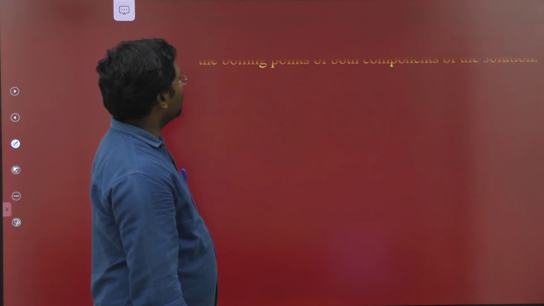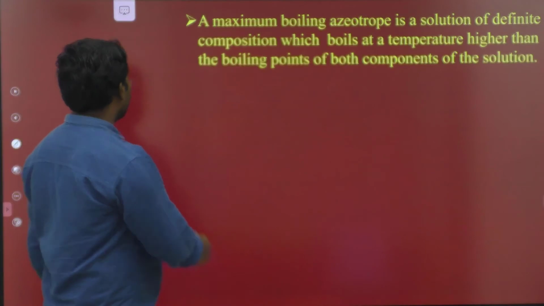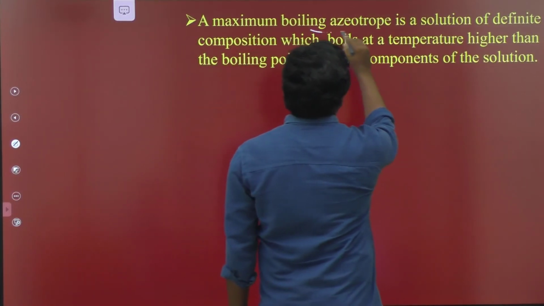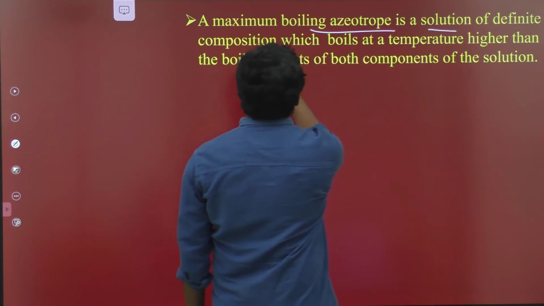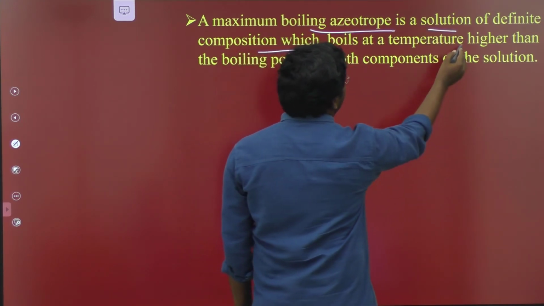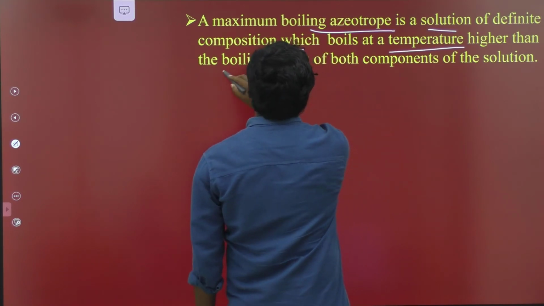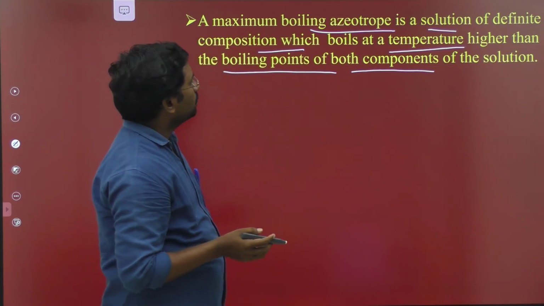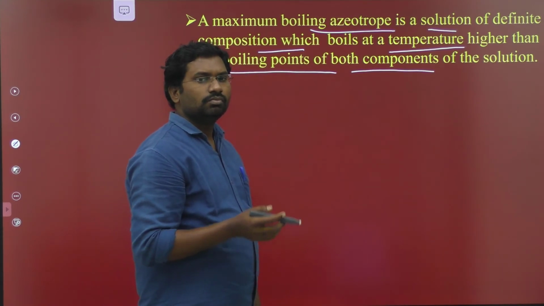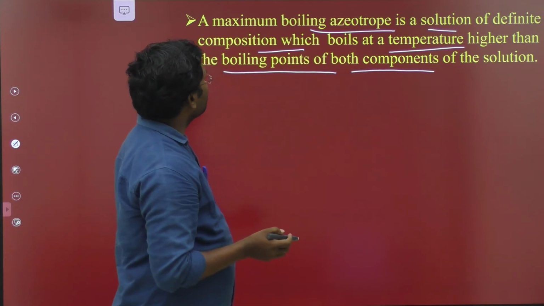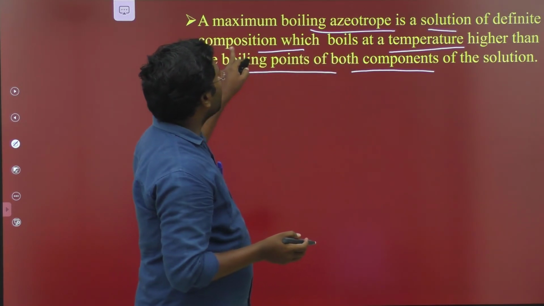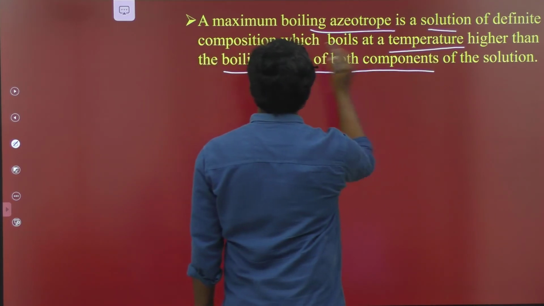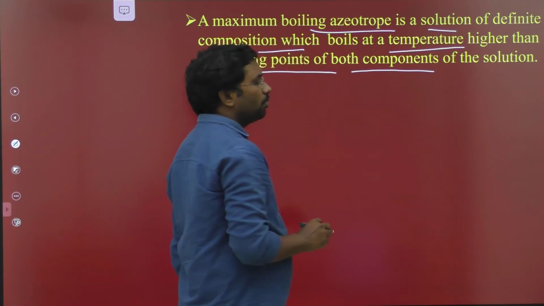Come to the next definition, maximum boiling azeotrope. So what is meant by maximum boiling azeotrope? A maximum boiling azeotrope is a solution of definite composition which boils at a temperature higher than the boiling point of both the components of the solution. So maximum boiling azeotropes also have a definite composition and boil at a temperature higher than the boiling point of both components of the solution.